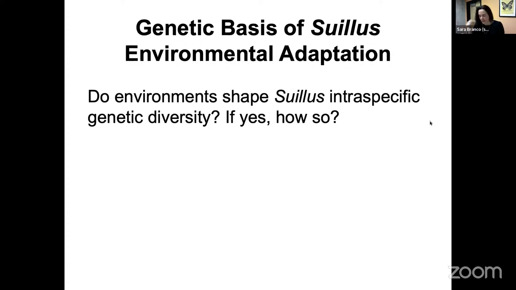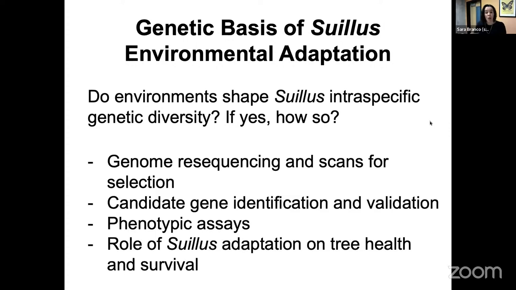greenhouse transplant experiments to using tools like genome resequencing and scans for selection, candidate gene identification and validation, phenotypic assays. And I really wanted to know what was the role of Suillus adaptation on tree health and survival, because I'm a mycologist, I care about the fungi, but there's a partner, and it would be really, really important to understand how the plant and the fungi are interacting.